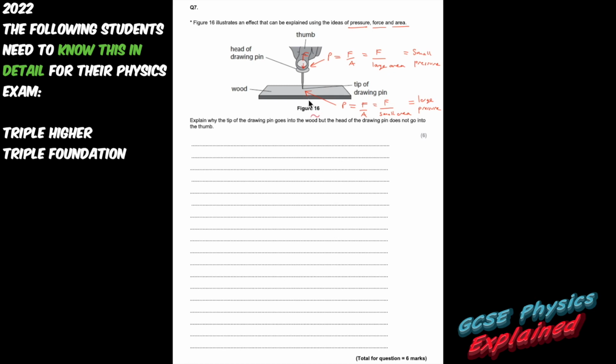Now how do you write that down to get the 6 marks? Just like this.